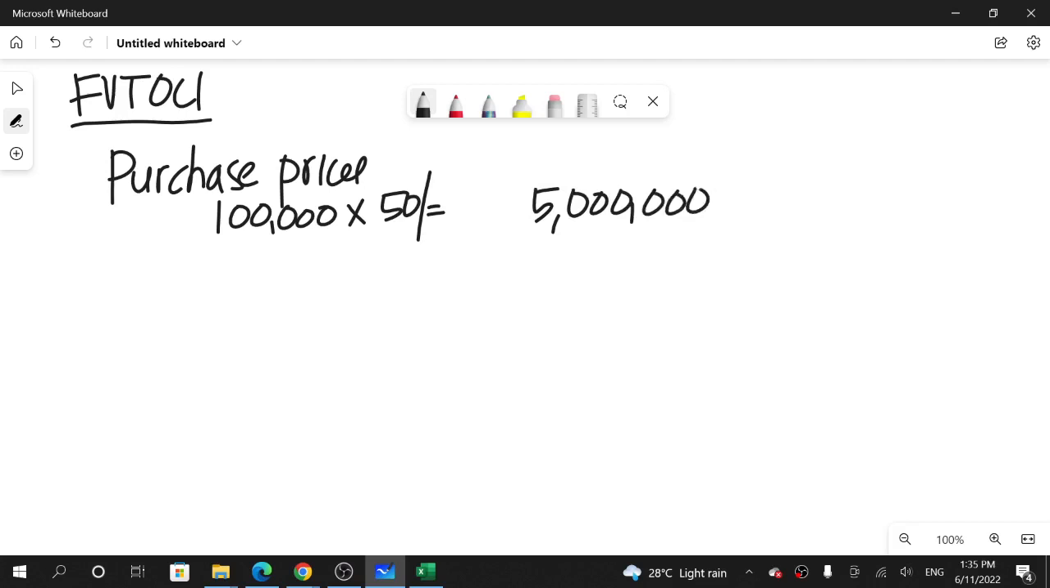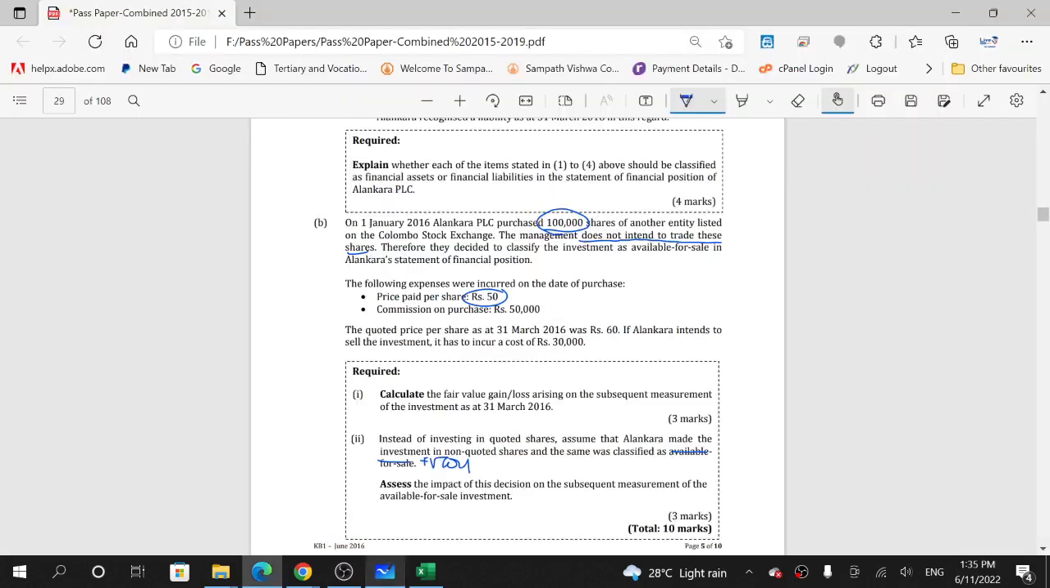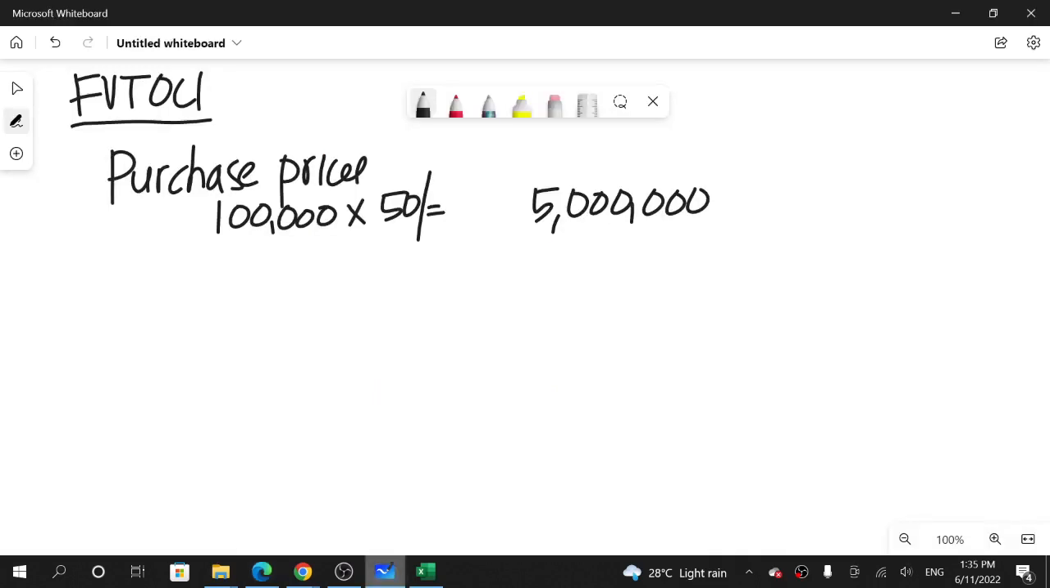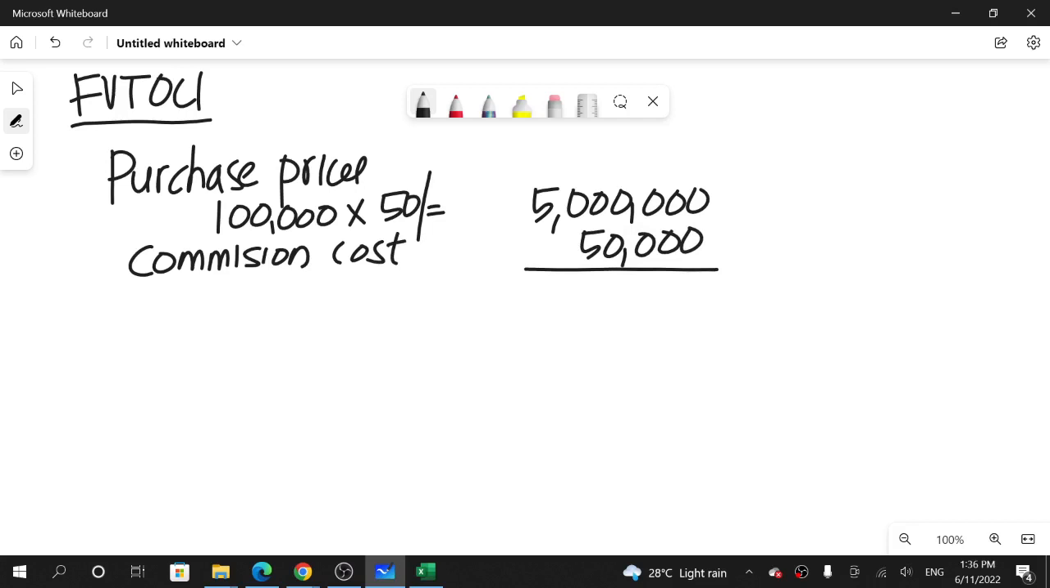That is done. Then there is a commission on the purchase. If a financial asset is classified as fair value through OCI, the transaction cost should be added. So you take the commission cost of 50,000 and add it. Now your initial measurement amount will be 5 million and 50,000. That is the initial cost.